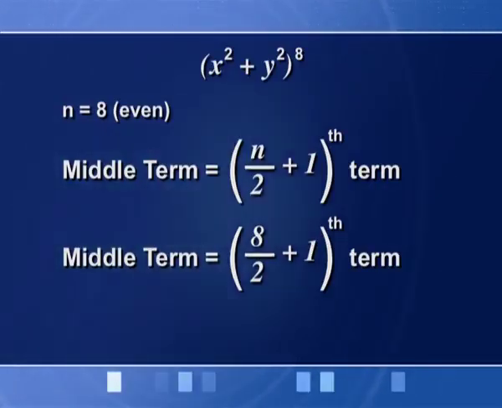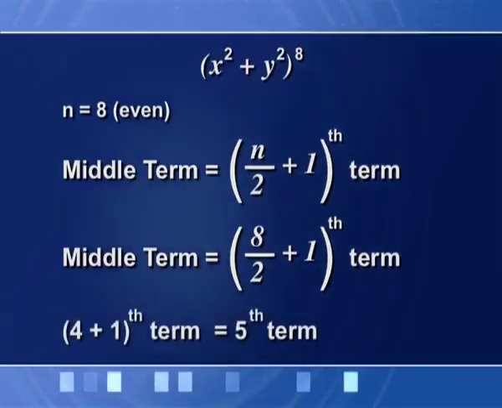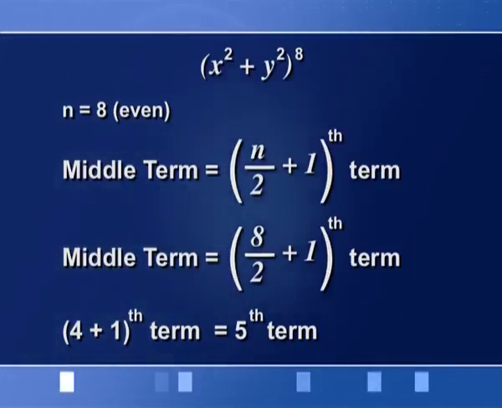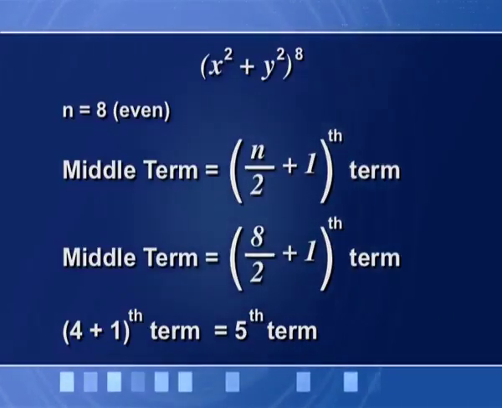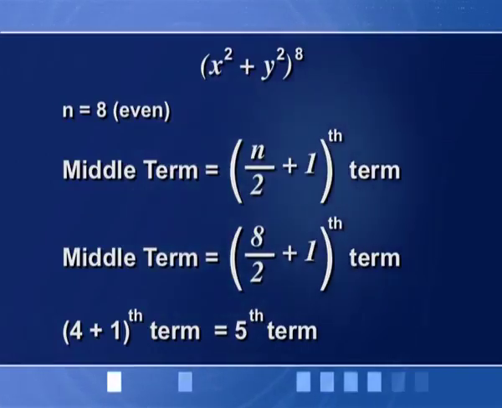So what we will get? We will get 8 by 2 plus 1, which will be equal to 4 plus 1. It means we are going to find the 5th term. Here we will have the 5th term as the middle term of the expansion of (x square plus y square) raised to the power 8. Recall the formula of general term which we have studied.